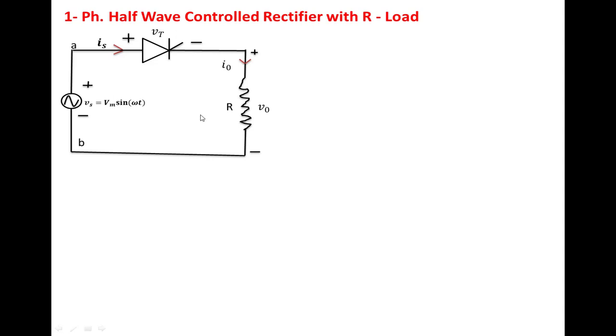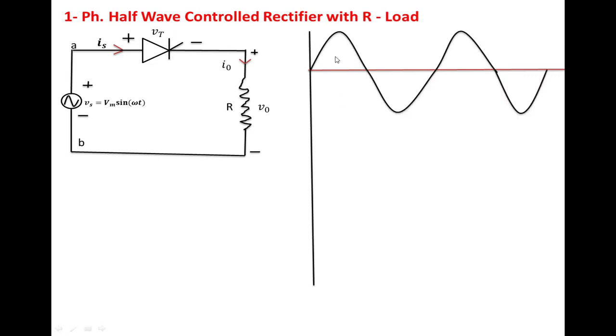To explain the circuit operation, we have taken the input voltage as Vs equal to Vm sin omega t, with axis marks at pi, 2 pi, 3 pi, 4 pi. During the positive cycle of the input voltage, the SCR is forward biased, so we apply the triggering voltage to the SCR. During the negative cycle, the SCR is reverse biased, so we should not apply the triggering voltage. Again, in the positive cycle the SCR is forward biased, so we apply the triggering voltage to the SCR with a delay angle alpha.